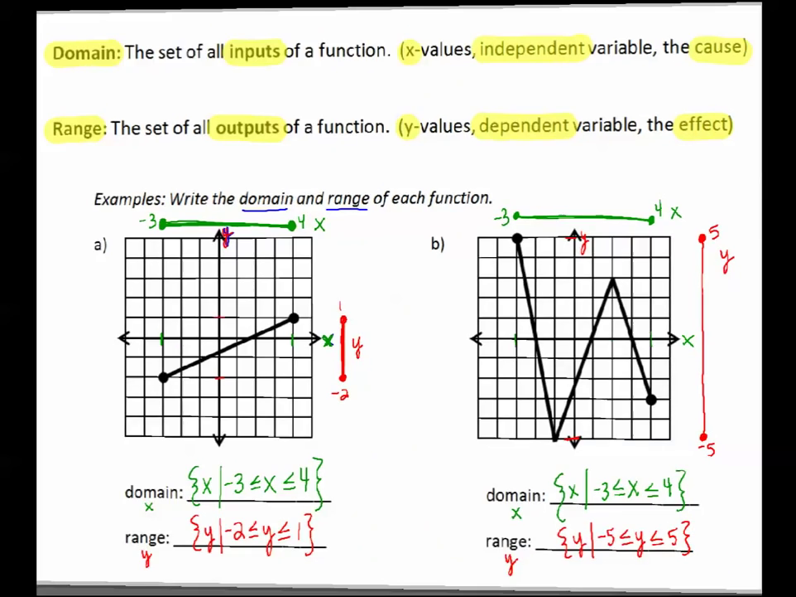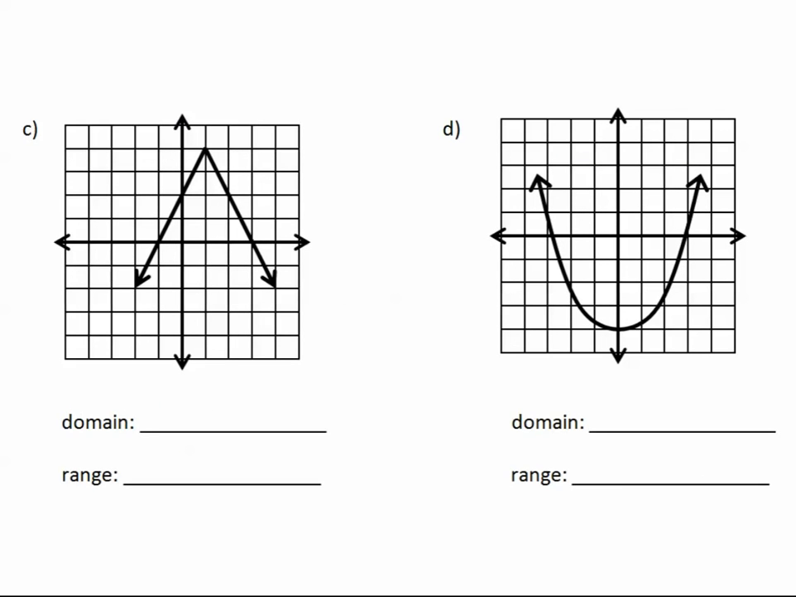Example C. The domain is the x. The x-axis goes right and left. So I'm looking at how far left the graph goes. Well, when I see an arrow, there's no stopping point. There's no end point. The arrow means go forever in that direction. How about to the right? I see an arrow again. So it goes to the right forever. So when it goes forever to the right and to the left, we say for the domain that it's all real numbers. There are no restrictions.